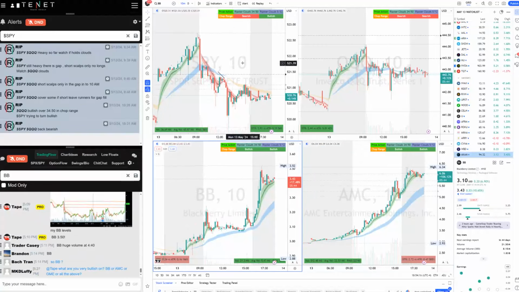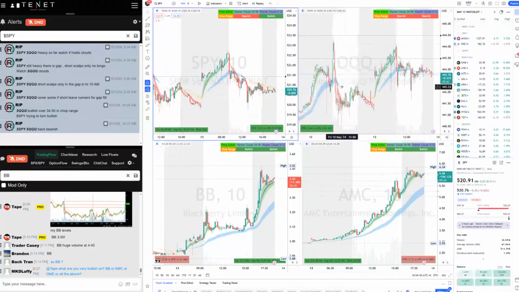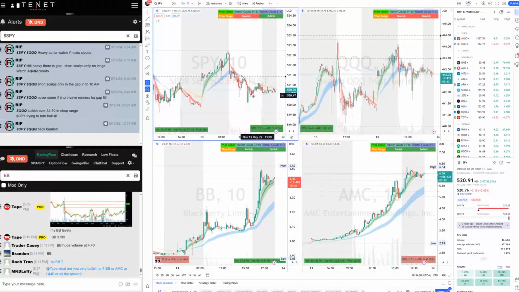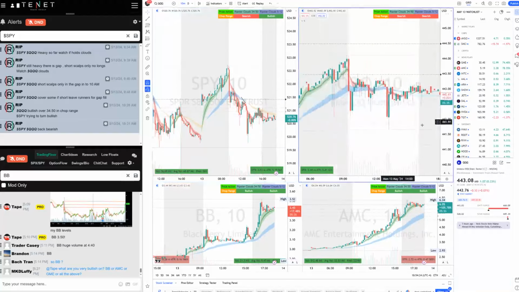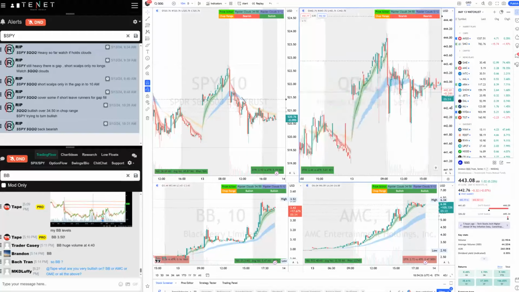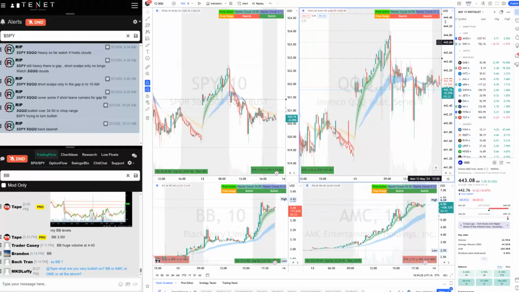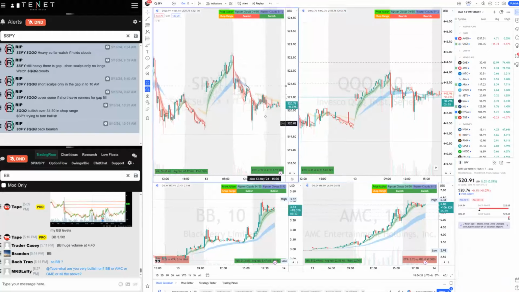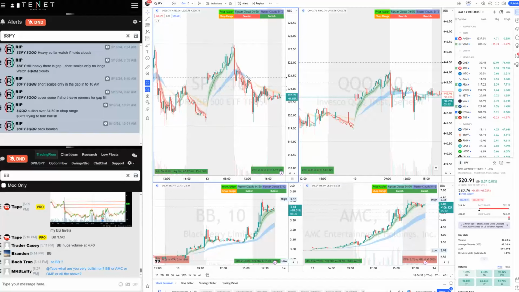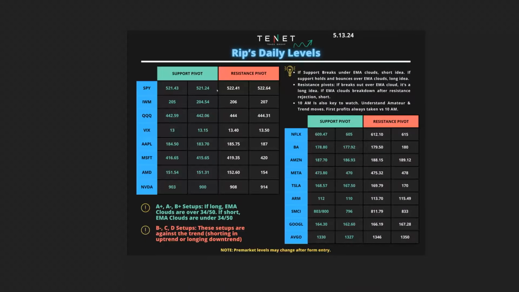We're going to start with the morning SPY and QQQ short setups. So the market was gapping up, SPY was gapping up, QQQ was gapping up. You can see there's this nice gap from yesterday's close, both on SPY and QQQ. So let's see what the levels were on SPY, QQQ. On SPY, the resistance was 522.41, QQQ resistance was 444.